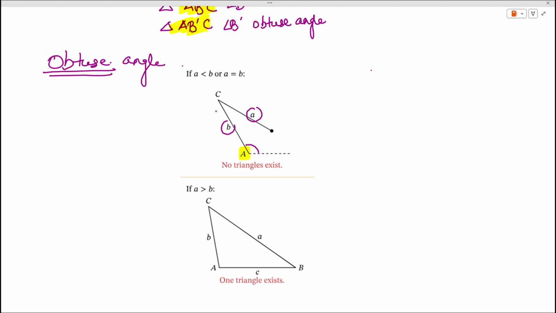We don't even have to figure out the height. So if A is less than B, or if A is equal to B, then we cannot form a triangle out of it. But if A is longer than side B, then there is one triangle which can exist. So for the triangle where one of the angles given to us is an obtuse angle, there are only two simple situations which we have to compare to see if there's a triangle existing or not.